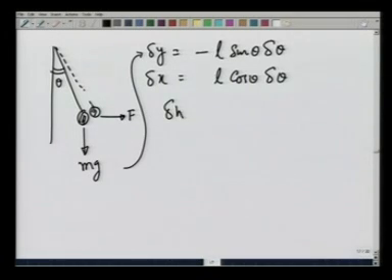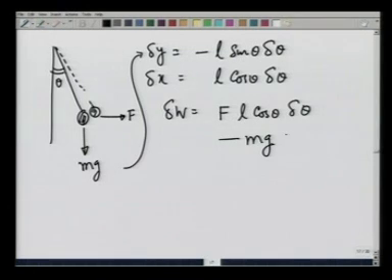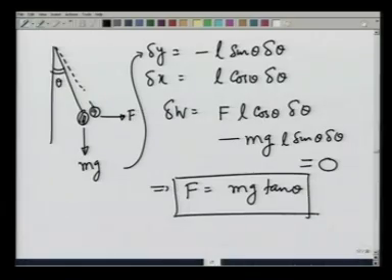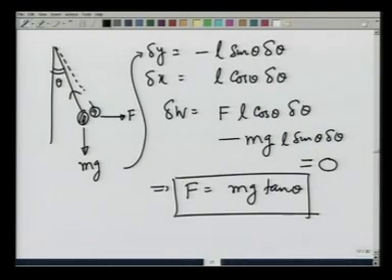So, delta W is going to be F L cosine theta delta theta minus mg L sin theta delta theta, and by principle of virtual work this should be 0, and that gives me F equals mg tangent theta straight away. You see, I did not have to calculate the tension, whereby I would have written T cosine theta is equal to mg and T sin theta is equal to F, and therefore F equals mg tangent of theta.